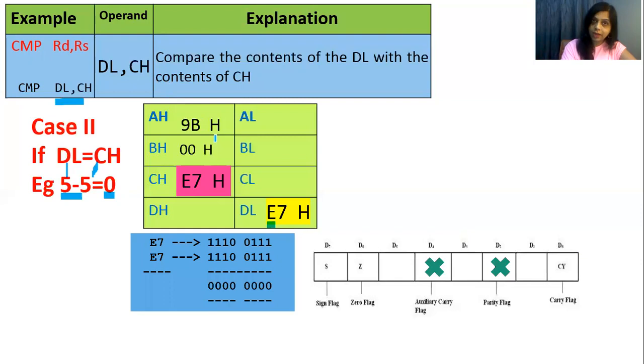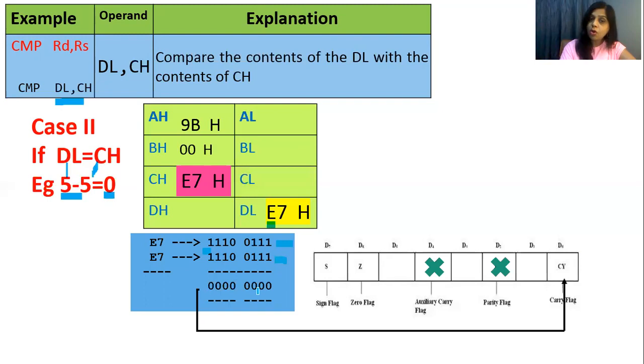So what 8086 will do, it will subtract E7 and E7. After this subtraction, the result is obviously 0. Then no borrow is generating from this subtraction. Since no borrow is generating, the carry flag should be 0. Now the result is 0. When the result of an arithmetic or logical operation is 0, the zero flag will be set to 1.